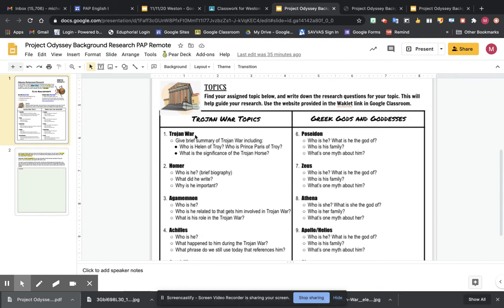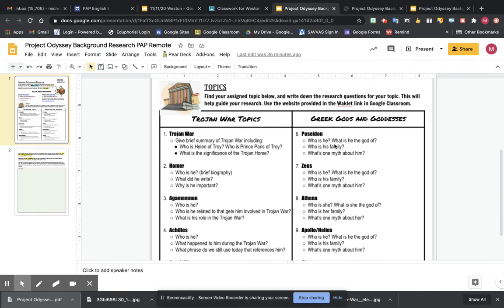So when you do the research on the Trojan War, you're going to give a brief summary of what the Trojan War is, and you're going to make sure you include who Helen of Troy is and who Paris, Prince of Troy, is, and what the significance of the Trojan War is. So today you'll be going to the Wakelet, clicking on the link about the Trojan War, reading that information and discovering it.